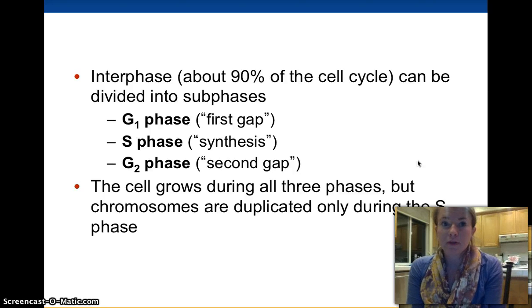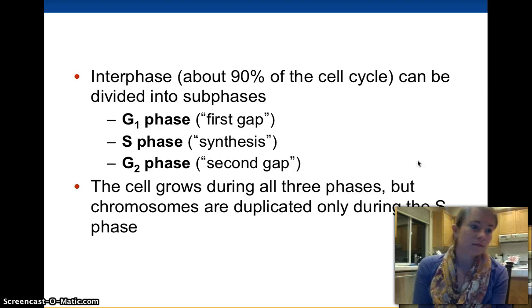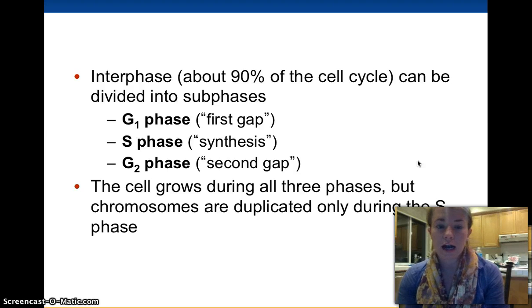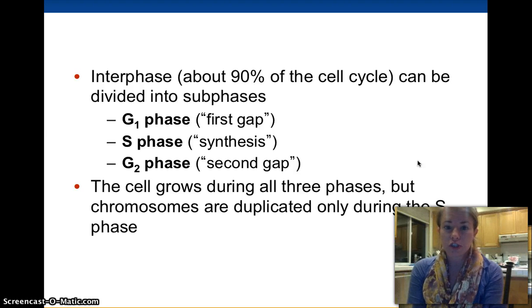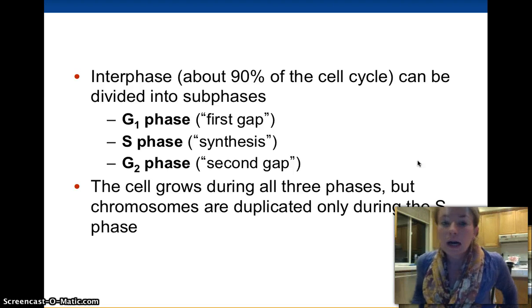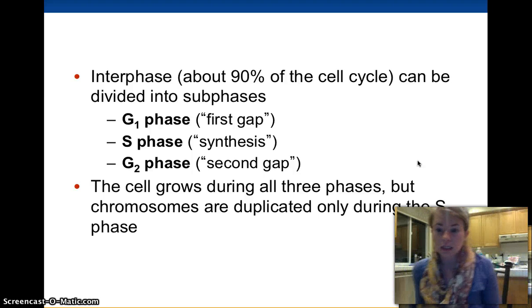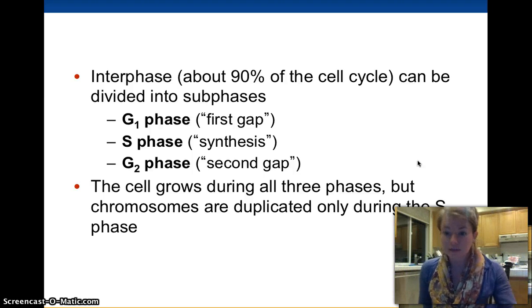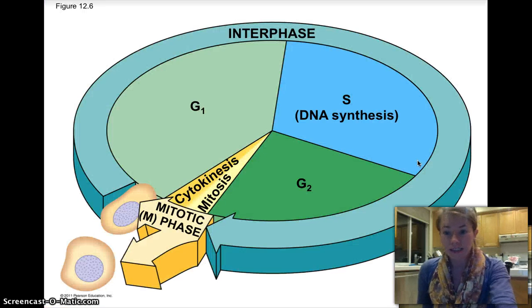But interphase is made up of three different stages called G1, S, and G2. The G stands for gap, but we can call it growth because they're also growing. And the chromosomes are replicated during the S phase, which is very important. That's when our DNA replication happens.